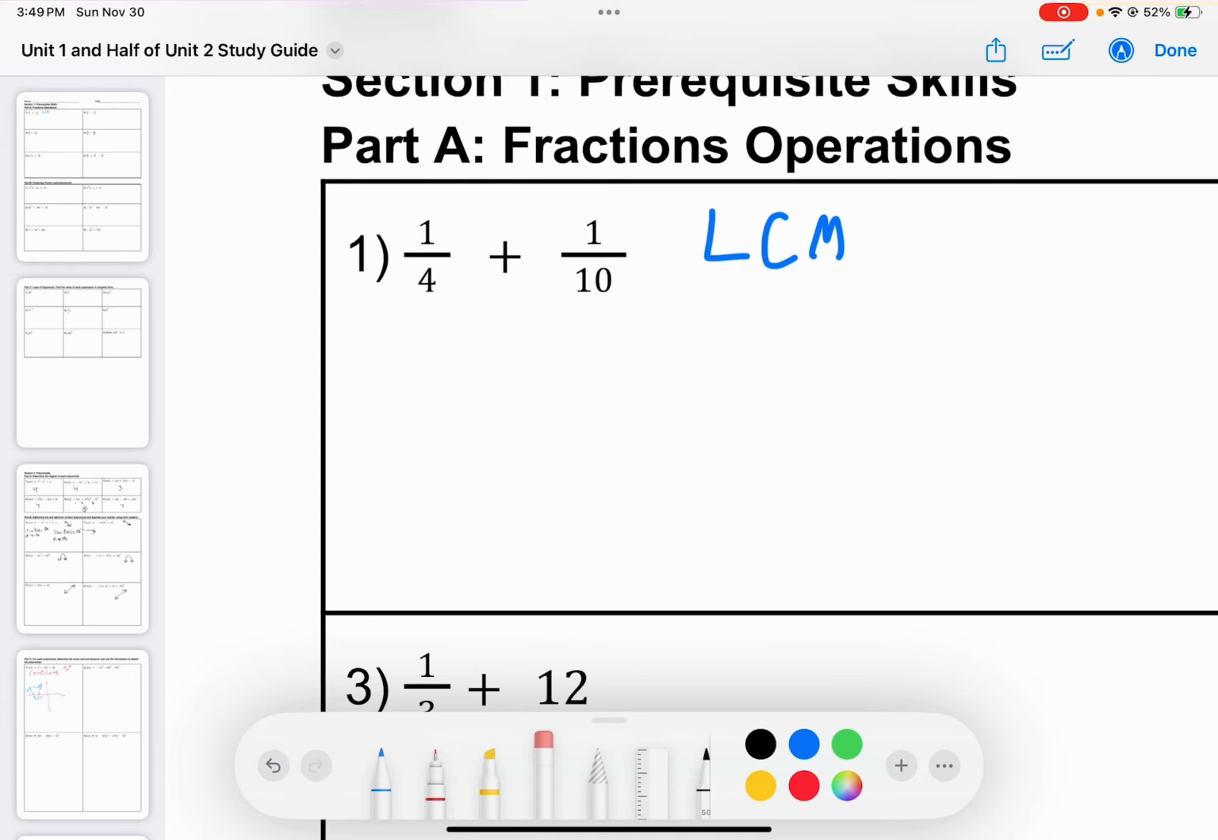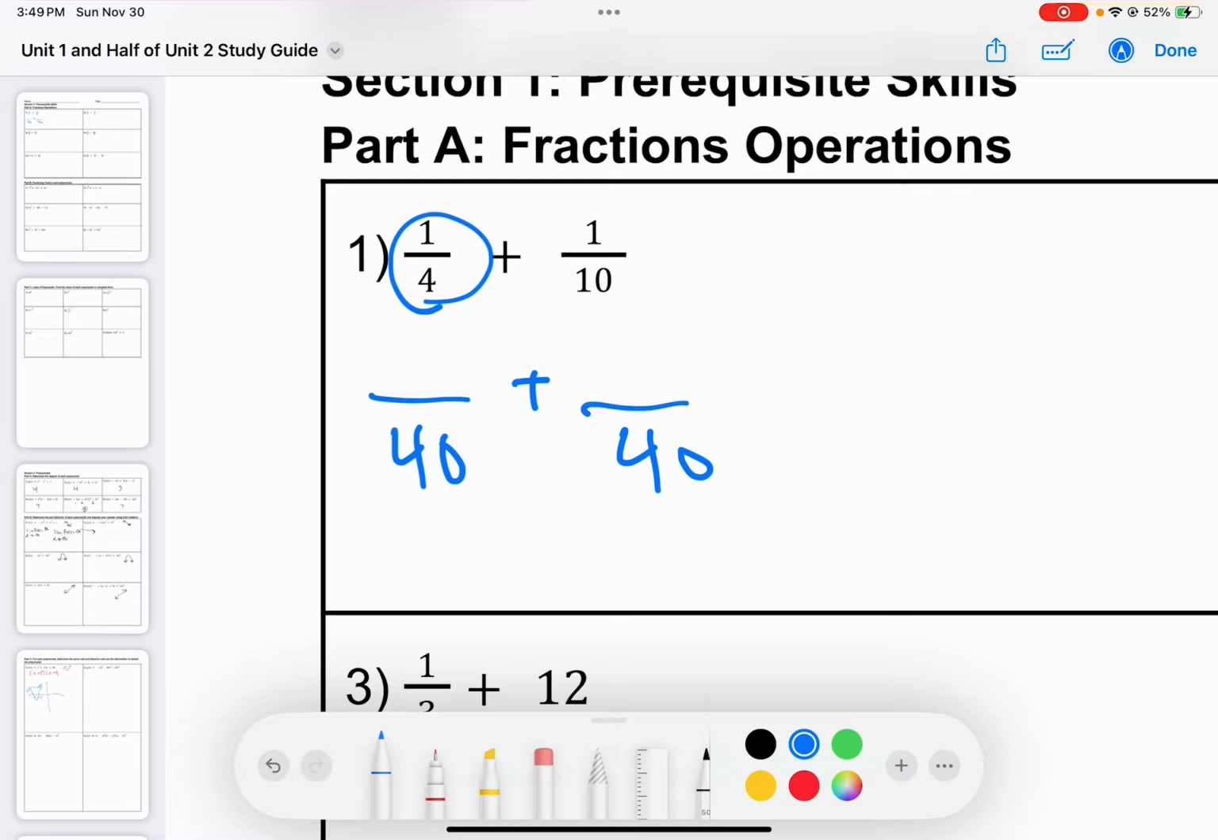You don't have to find the least common multiple. You could just find any multiple. Any multiple will work as long as you can simplify the fraction at the end. One strategy that always works is to multiply the denominators by each other and use that as the denominator. So 4 times 10 is 40. So 40 is my denominator for both of these. Well, 1/4 is equivalent to what fraction that has 40 as a denominator? What did I multiply 4 by to get 40? I multiplied it by 10. So now I need to multiply 1 by 10, and I get 10 over 40.